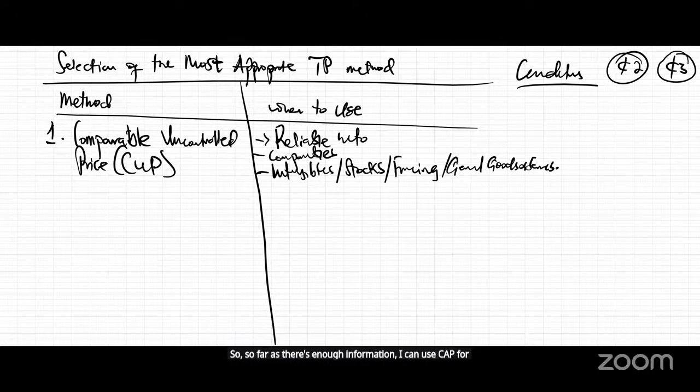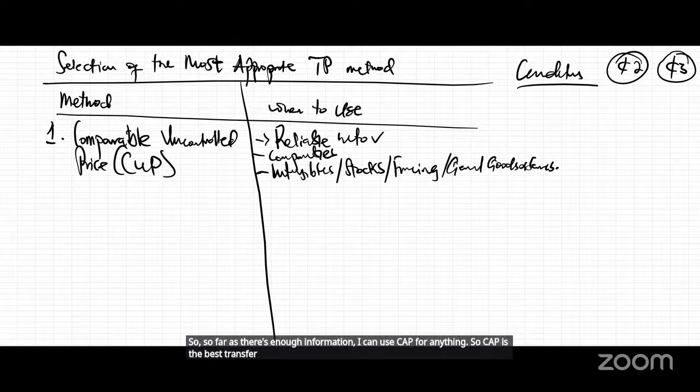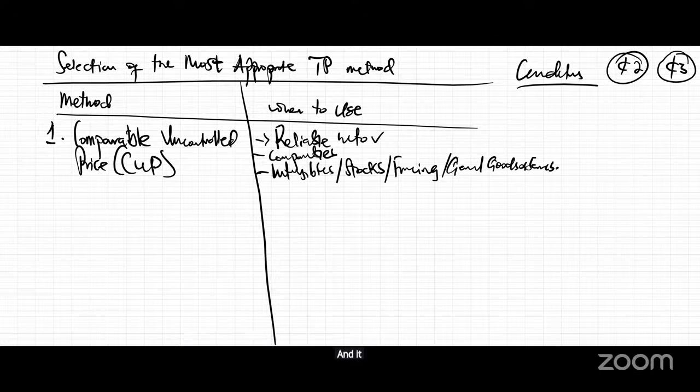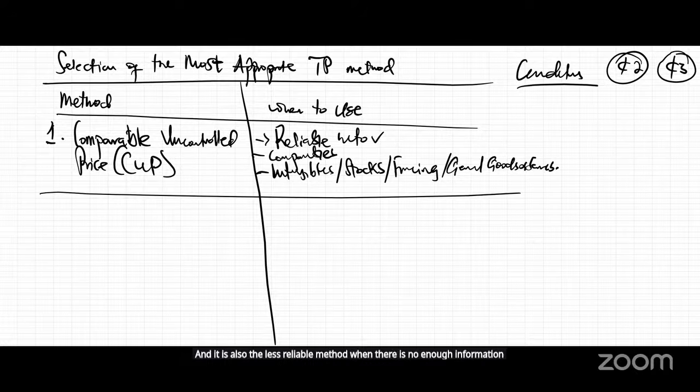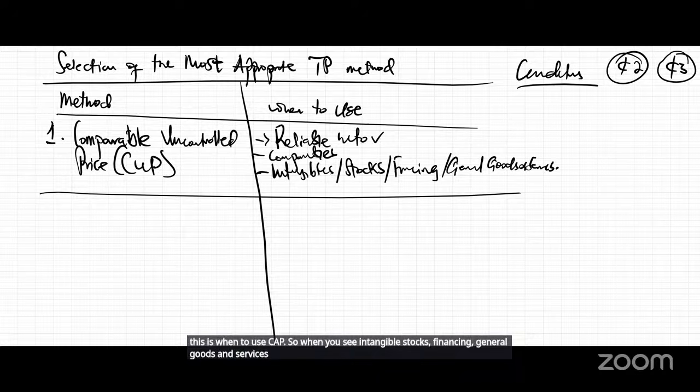So CUP is the best transfer pricing method if only there's reliable information, right? And it is also the less reliable method when there's not enough information. So when you see intangibles, stocks, financing, general goods and services, you can use CUP. Meaning that any method you apply, so far as there's information, you can apply it together with the CUP method. That's one of the tricks.